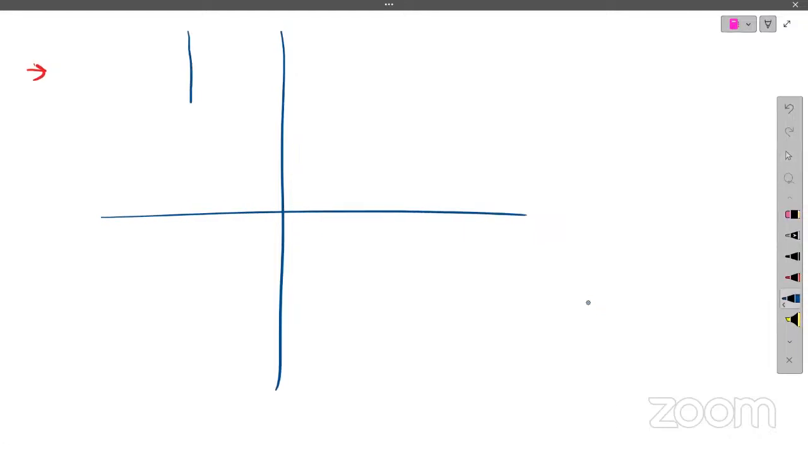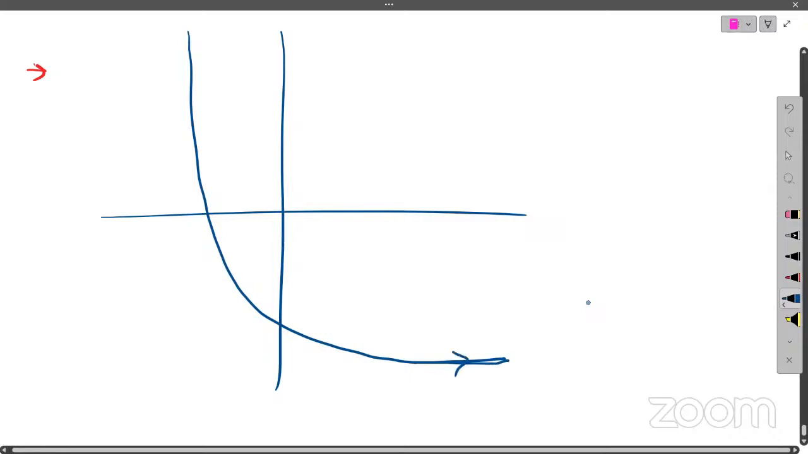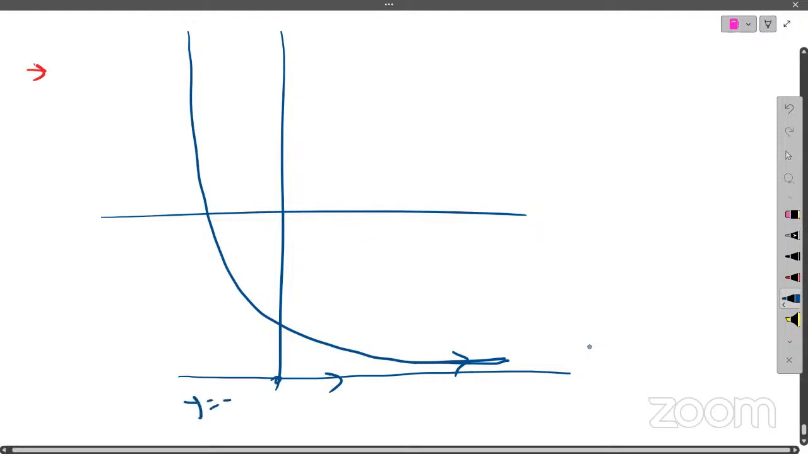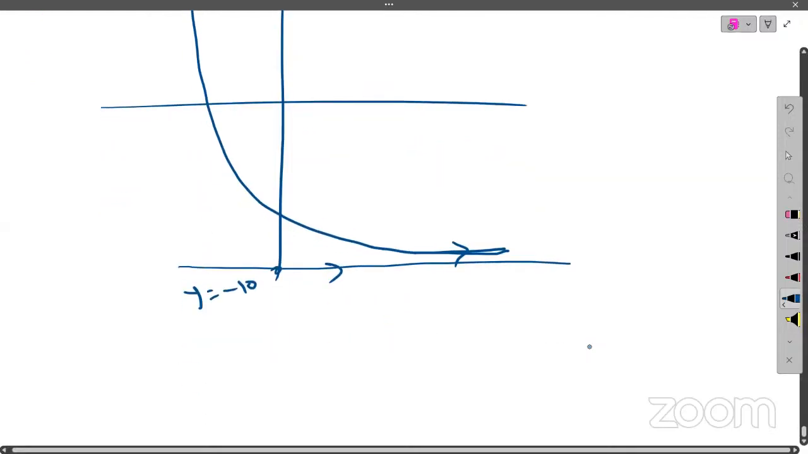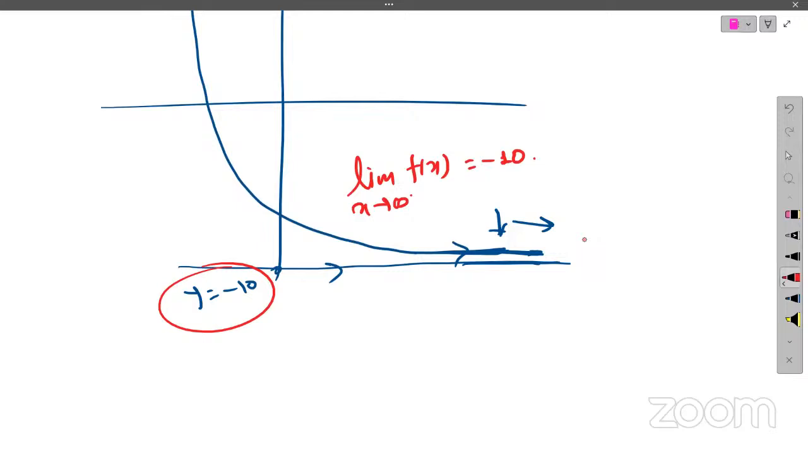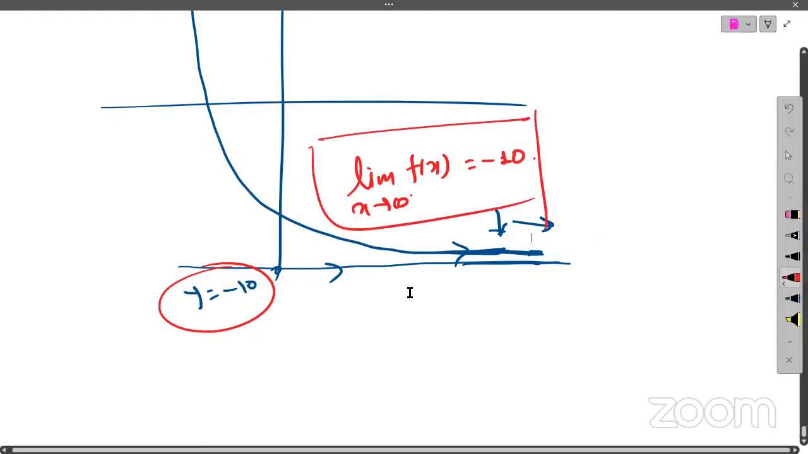For example, I have this kind of graph. Here this line is the asymptote, right? Suppose this is y = -10. So y = -10 is the asymptote. As the graph grows toward this direction, this line seems to be intersecting with it. If you find the limit of f(x) as x goes to infinity, the limit is nothing but the value of the asymptote here, which is -10. That's why if we have a horizontal asymptote, we can find it via the limit. I think in our course we only talk about horizontal asymptotes.